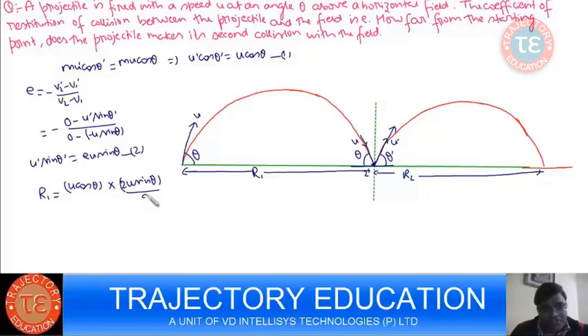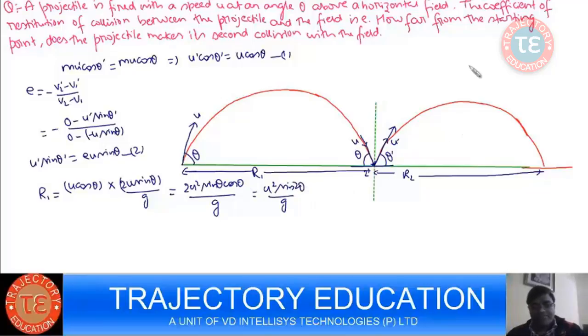I'll advise you, just revise projectile, right? So it is 2u square sine theta cos theta upon g, and the u square sine 2 theta upon g.